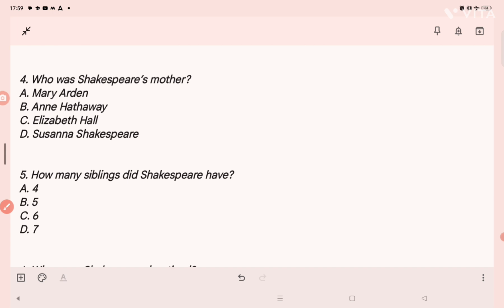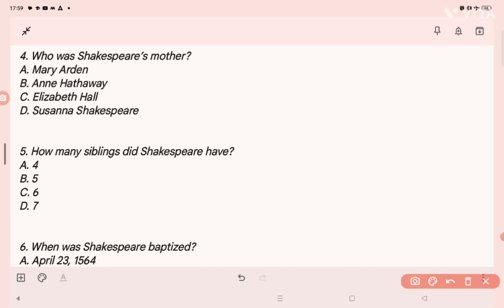Who was Shakespeare's mother? Mary Arden, Option A. Not Anne Hathaway, his wife. Shakespeare's mother was Mary Arden, the daughter of a wealthy farmer.